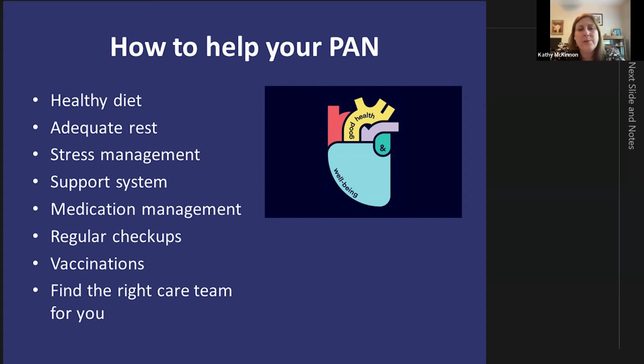Medication management sometimes is hard. Insurance companies can make getting treatments hard. Keeping track of all your medications when you don't feel good is hard. Getting a system in place, oftentimes, pill boxes, phone reminders, alarms, things that help you remember to take your medications can be very helpful, especially when you're first getting used to it.